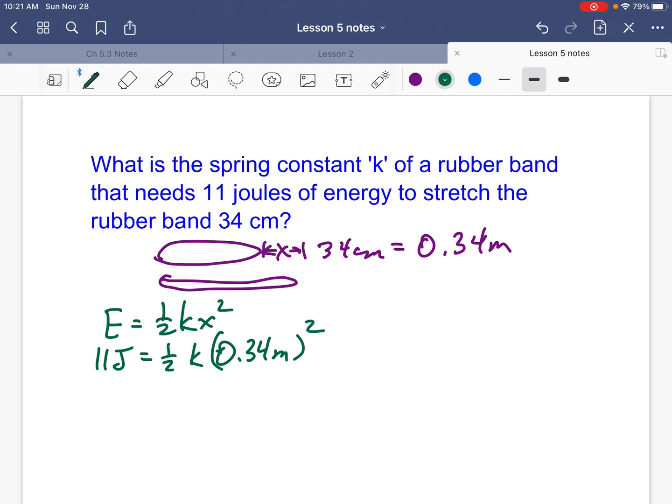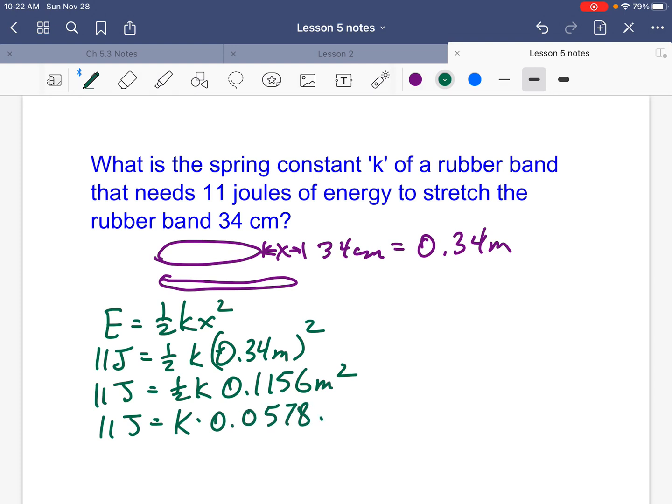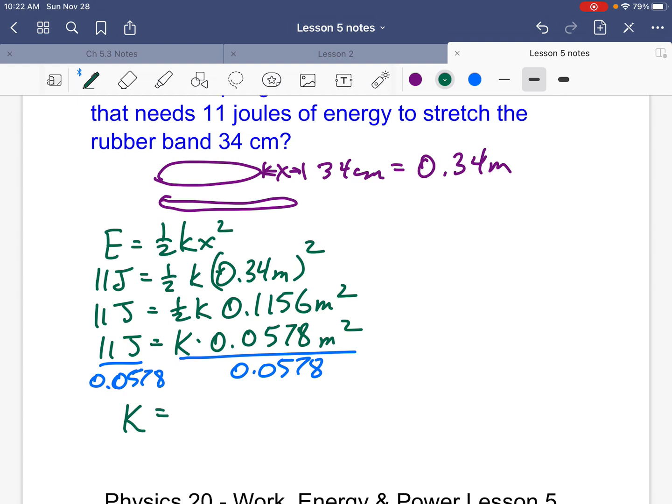Now, I prefer to leave it, since we're doing SI units, so everything should be meters and kilograms and all that stuff. Anyway, so 11 joules is 1/2 k times 0.1156, 11 joules equals k times 0.0578 meters squared, so divide both sides by 0.0578, and k equals 190.3, I'm going to call it 190 newtons per meter. Okay, that works for me.